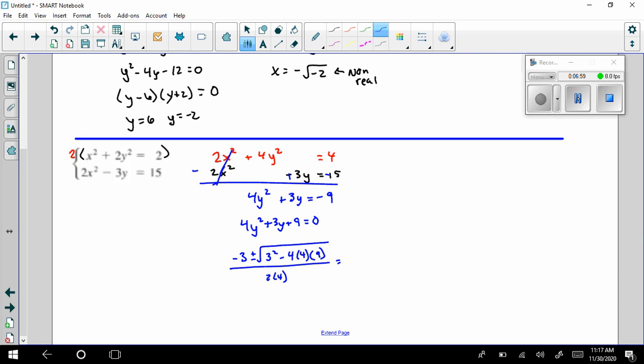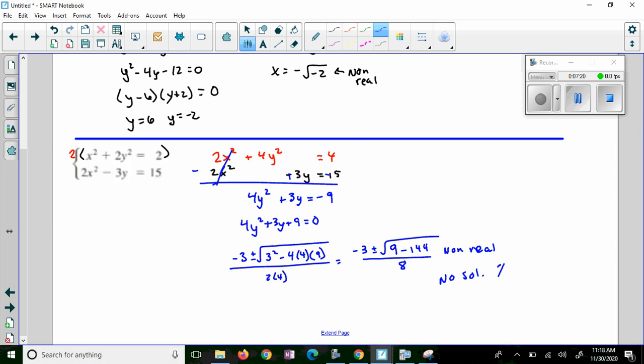And solve this out. And this is non-real. And so there's no solution. I'm going to go ahead and graph that in Desmos and make sure that there is actually no solution.